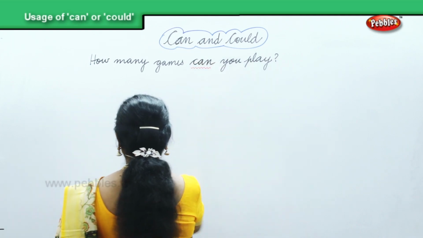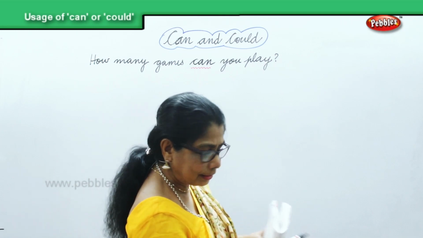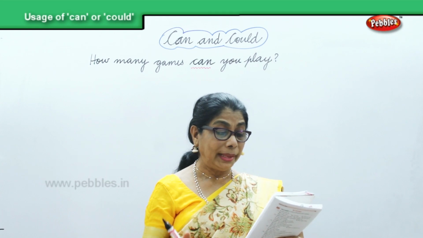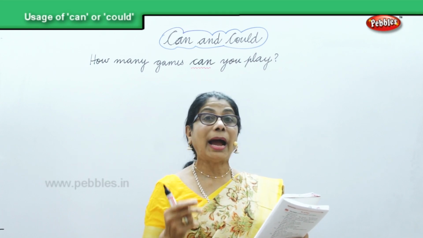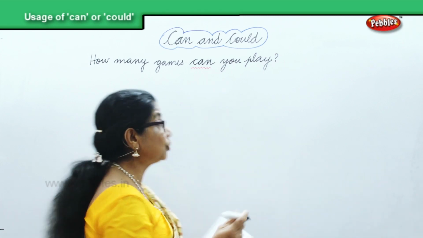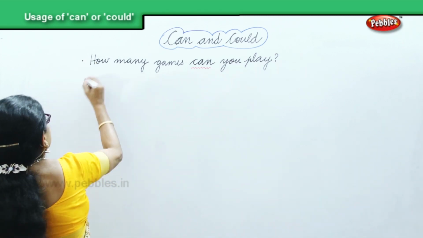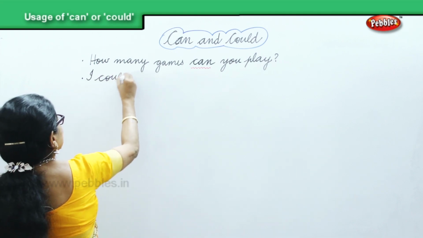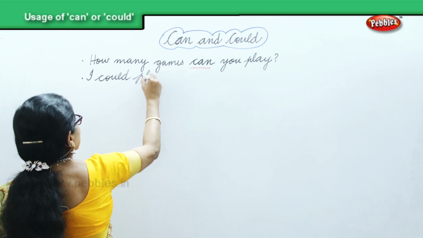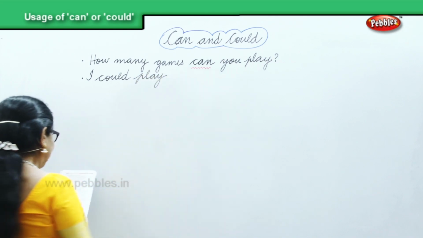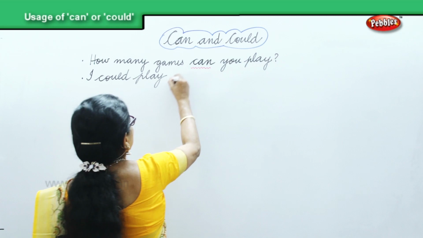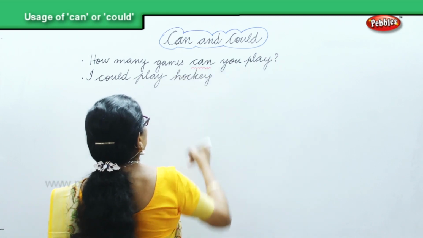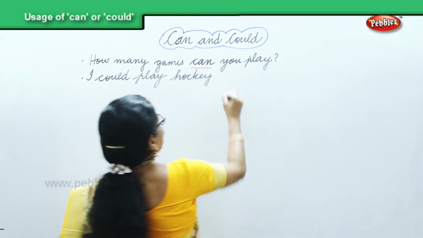Another sentence I have here is: I could play cricket. I could play hockey in school. So one sentence here. I could play hockey. I could play hockey in school.